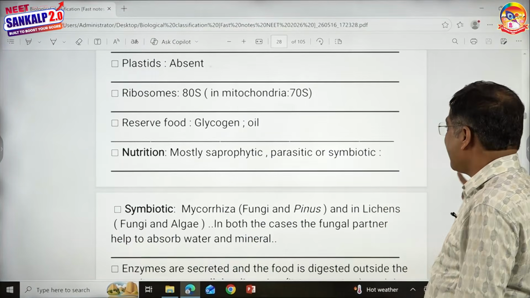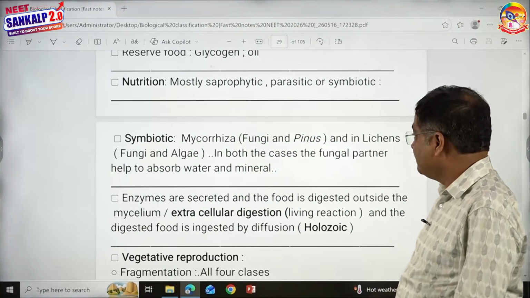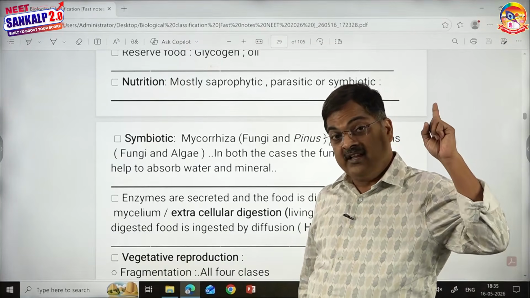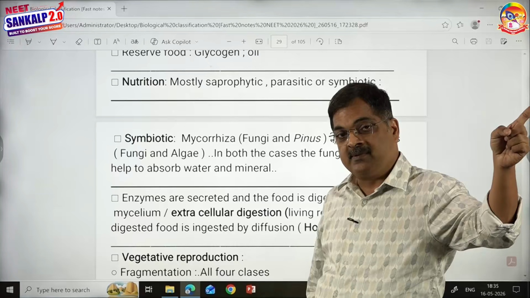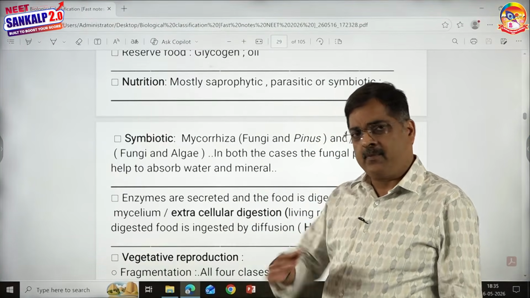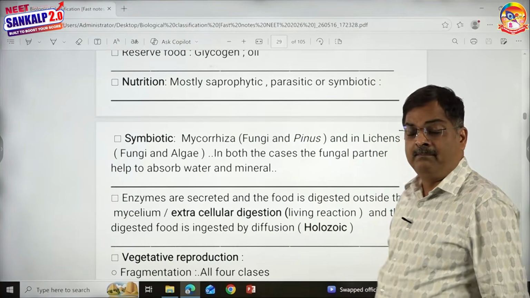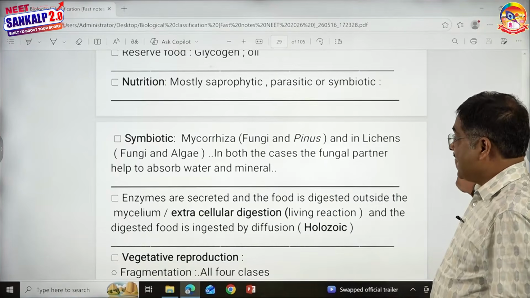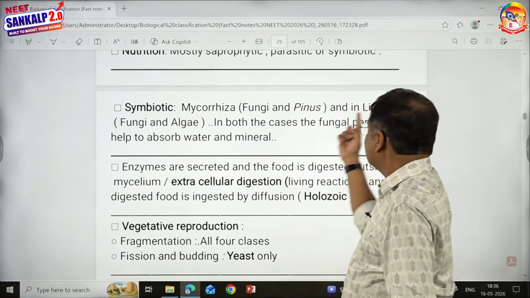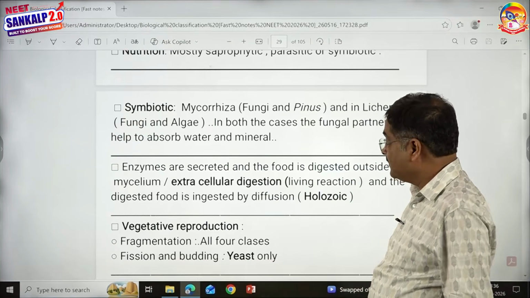Nutrition is mostly saprophytic, parasitic or symbiotic. And very important are these 2 examples of symbiotic. Mycorrhiza is a symbiotic association of Pinus and fungi. Coralloid roots are seen in Cycas and blue-green alga. That's also symbiotic. These are the 2 examples which you have to remember. Coralloid roots: Cycas and blue-green alga. Mycorrhizal roots: Pinus and fungi. Lichens are also an example for symbiotic. Alga and fungi association is seen in lichens. Fungi and Pinus association is mycorrhiza. Remember this.